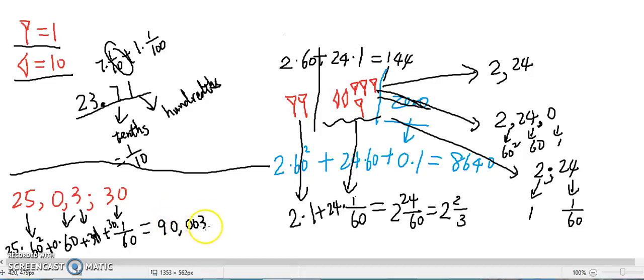So we add all these together, and this represents 90,003 and 1/2. We reduce 30/60 to 1/2. So this is how we convert a Babylonian number. We use the modern notation to represent a Babylonian number, converting from a base 60 number to a base 10 number. So this one has base 60, and this one has base 10.